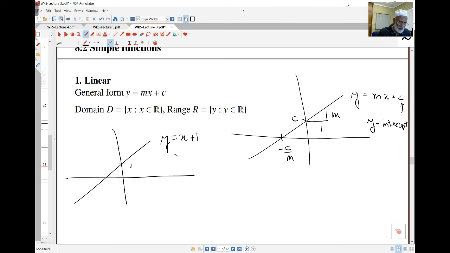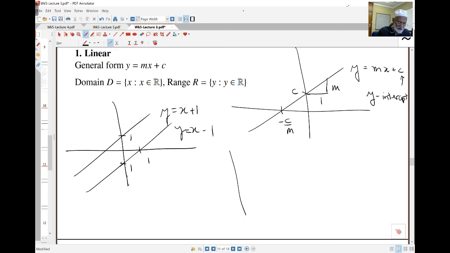If I make it y equals x minus 1, you can see it is exactly the same slope, but now the intercept is negative 1, so it's going to go through here. And when x is 0, y is negative 1. When y is 0, x is equal to 1.